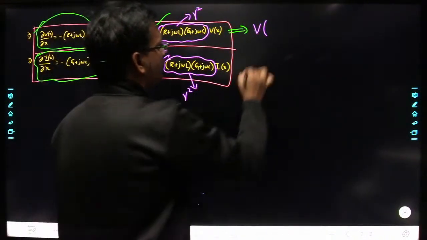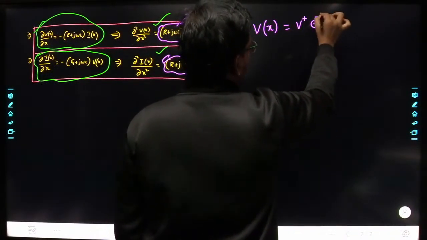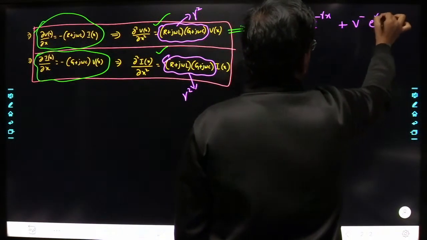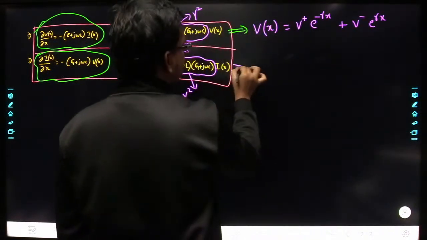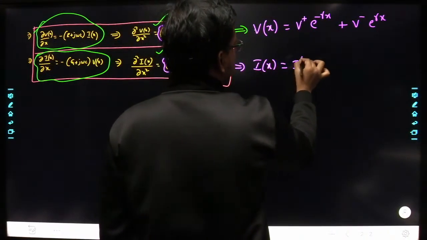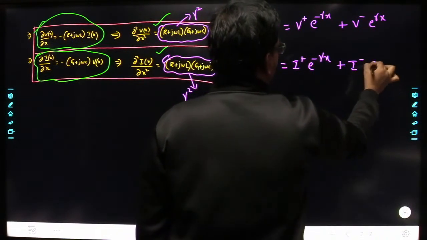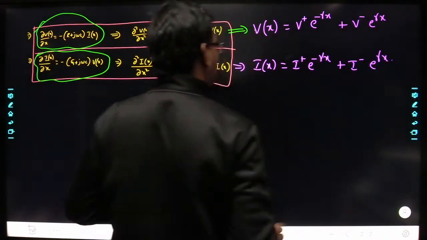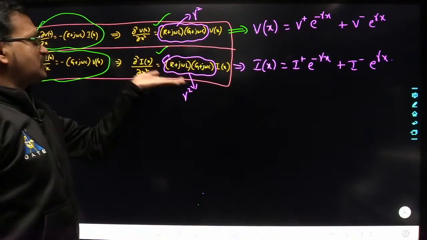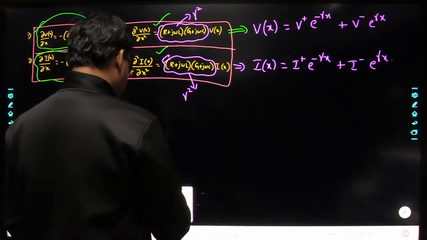Yes or no? So V of x, what we got here? V plus into e power minus gamma x plus V minus into e power gamma x. Now for this, we got I of x equal to I plus into e power minus gamma x plus I minus into e power gamma x. So these are the solutions of this second order differential equation. Understood?